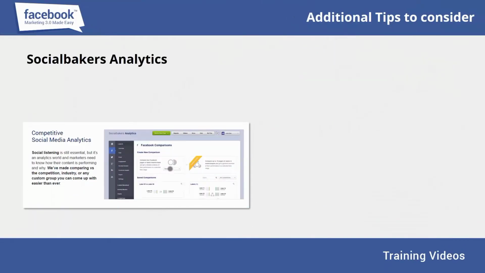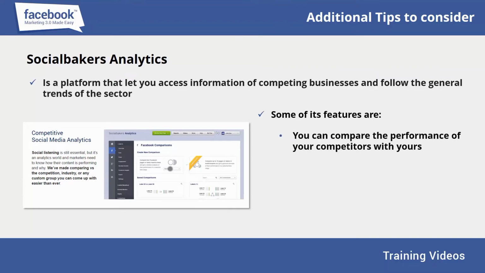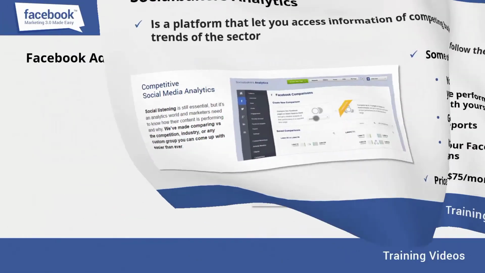Social Bakers Analytics is a platform that lets you access information of competing businesses and follow the general trends of the sector. Some of its features are you can compare the performance of your competitors with yours, generate detailed reports, and it lets you analyze your Facebook advertising campaigns. Price? Paid plans start at $75 per month.